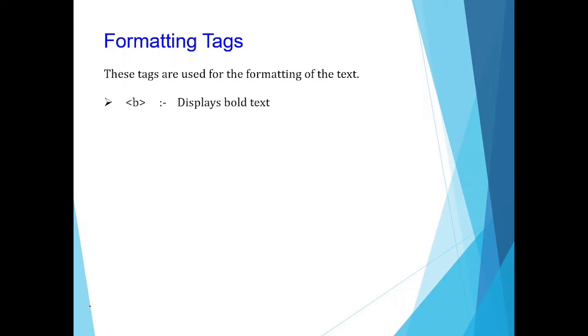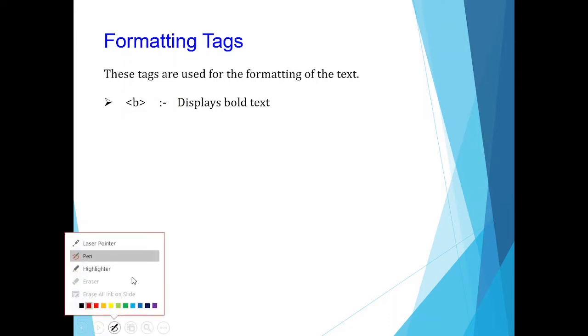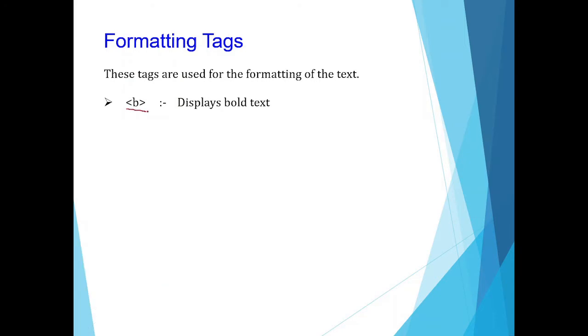So the first step to be followed is the bold text, B tag. We know in our Word document also we have BIU. So in that the B stands for bold tag. So here we'll be writing B inside the angular bracket to show that it is a bold text. So we'll be using angular bracket B followed by the text that we have to write, and then the effect of the bold will be visible on that text.